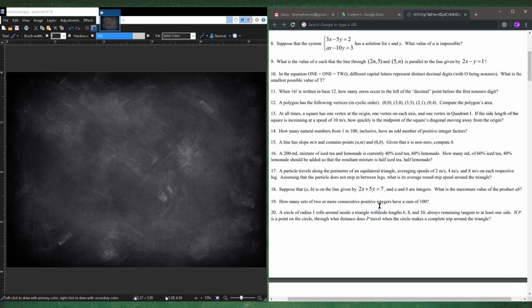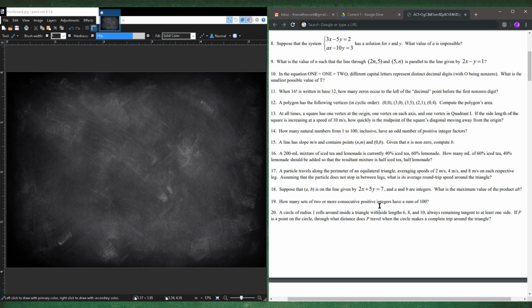Question 16. A 200 milliliter mixture of iced tea and lemonade is currently 40% iced tea and 60% lemonade. How many milliliters of 60% iced tea, 40% lemonade should be added so that the resultant mixture is half iced tea and half lemonade? So you either want to focus on iced tea or you want to focus on lemonade.